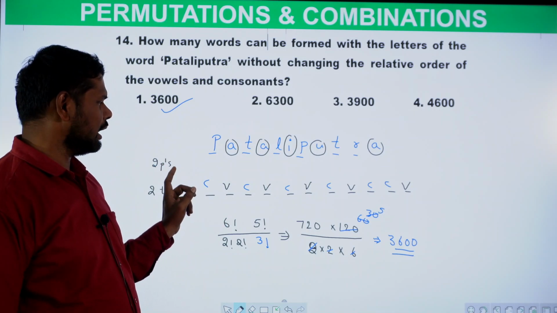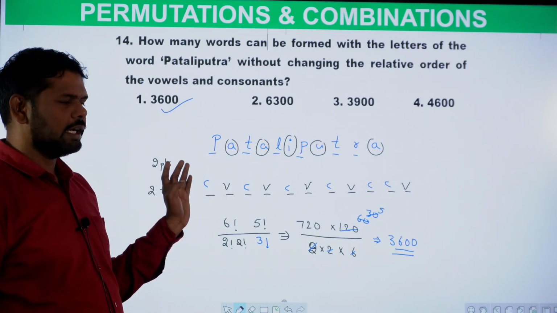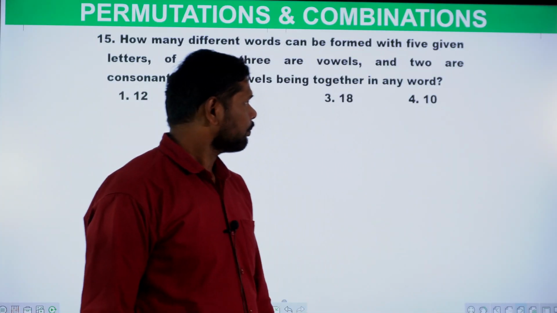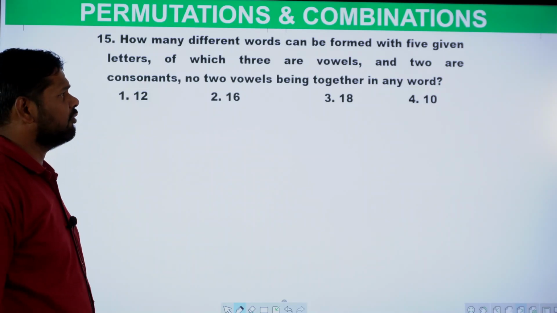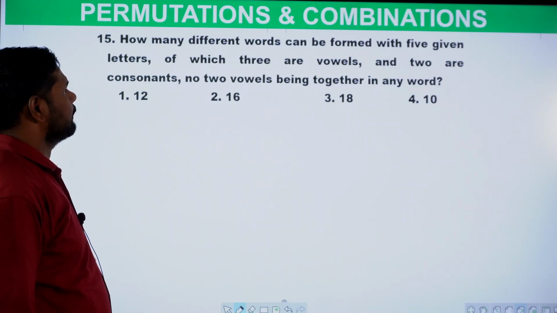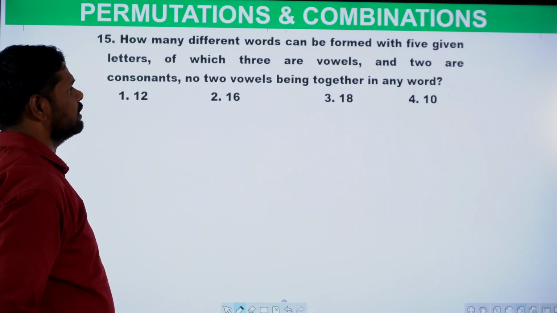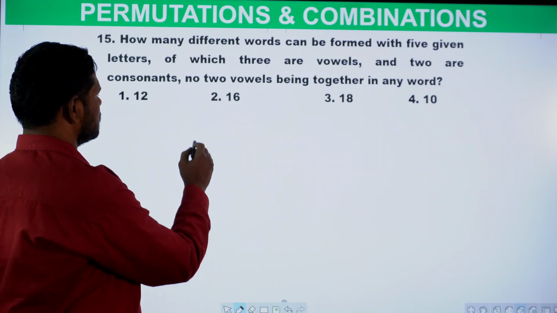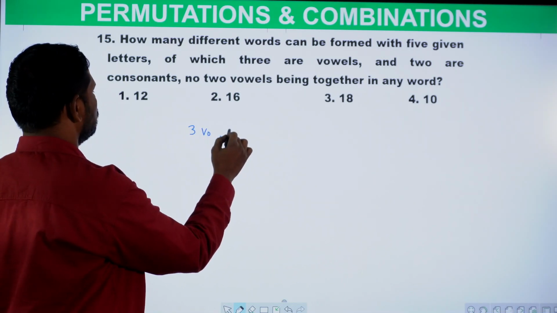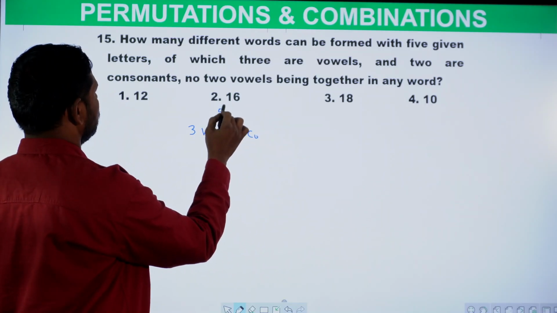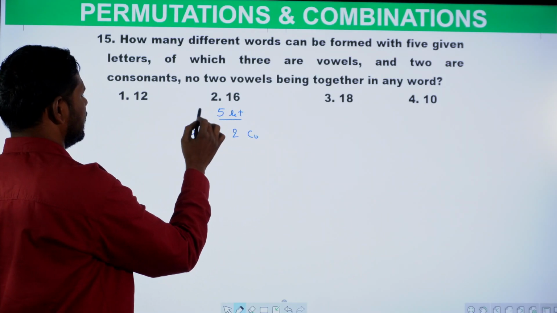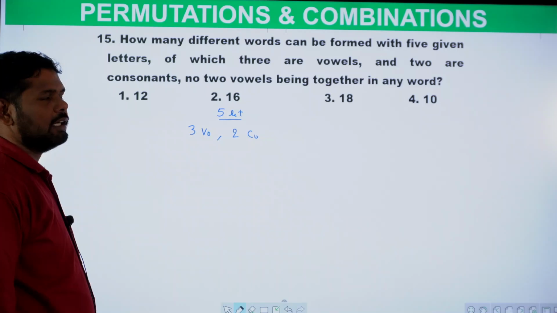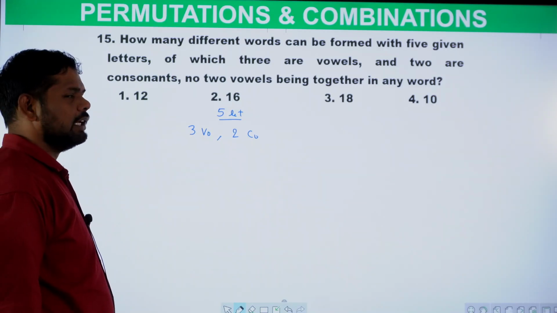That is important. Their relative order is the same, but you need to shuffle the vowels and consonants among themselves, and count the ways. Again, this is also an important question. How many different words can be formed with the 5 given letters, of which 3 are vowels and 2 are consonants? Total 5 letters are given. No 2 vowels being together in any word.